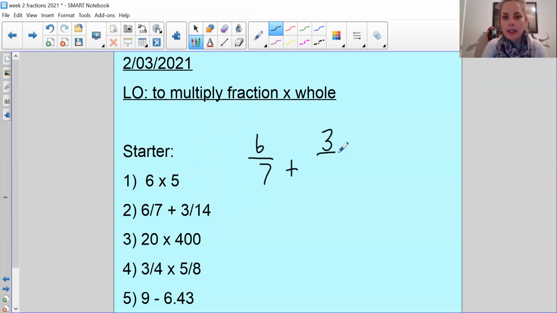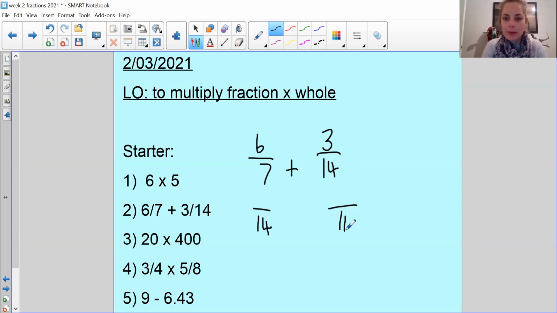Now, the big problem is that my bottom numbers are not the same. So I have to make my bottom numbers the same. So I first look at the bigger number, which is 14. I say, can 7 go into 14? Yes, it can. So I'm going to make my denominators 14.